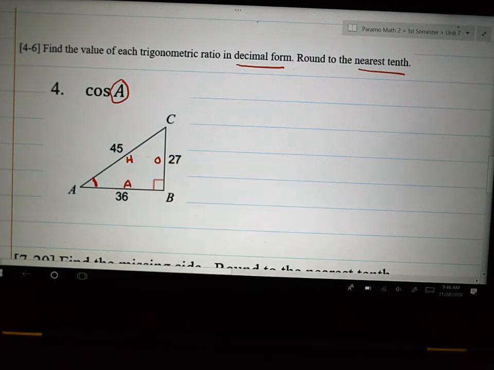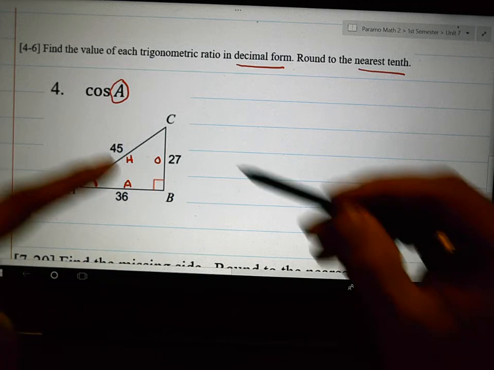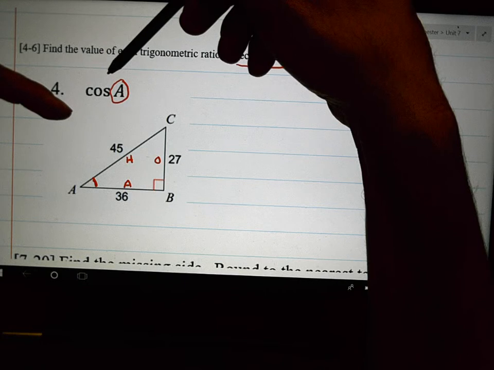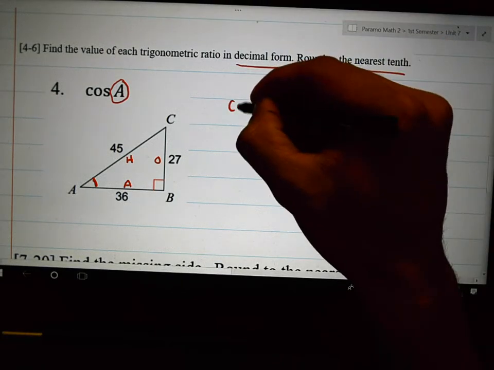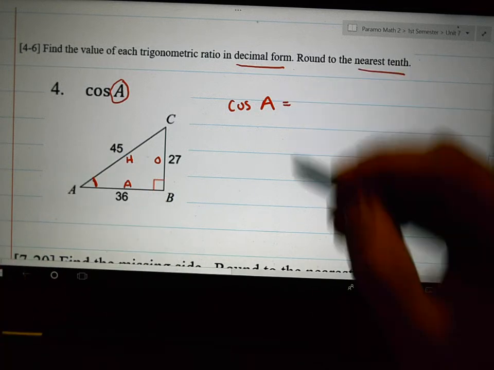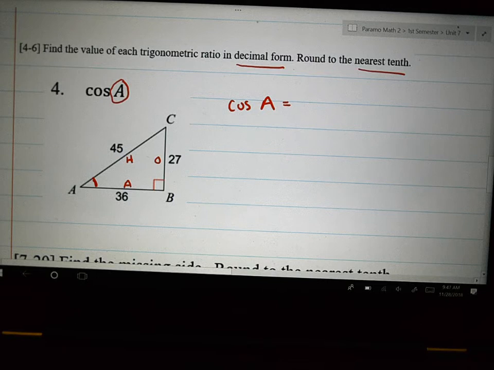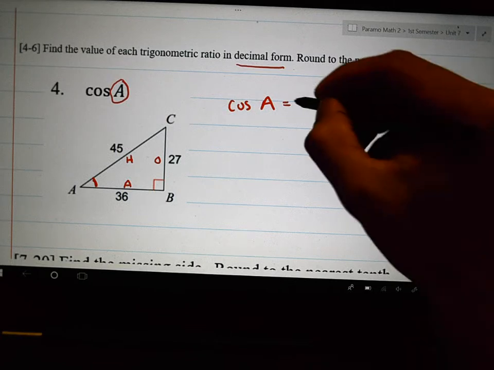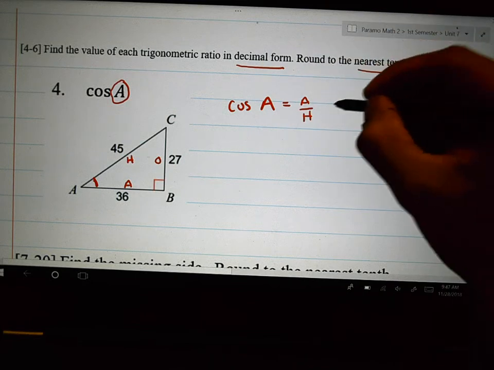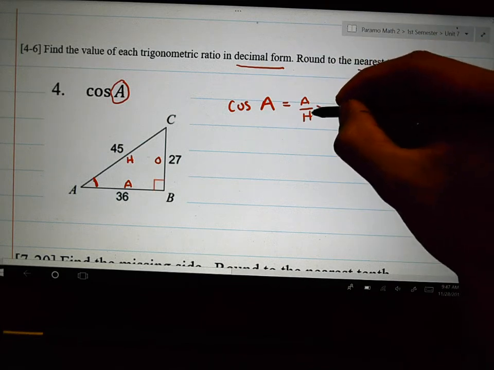And now that you've labeled that, you go back to the problem and they asked you to find the cosine of angle A. So I write out cosine of angle A. Don't forget the letter angle A because that's what we're dealing with. We're dealing with this angle. And I have to go back to that acronym, SOH CAH TOA. Which part am I going to use of SOH CAH TOA? CAH. That is the A over H. If you remember CAH, then you now know which number over which number. Which number over which number?